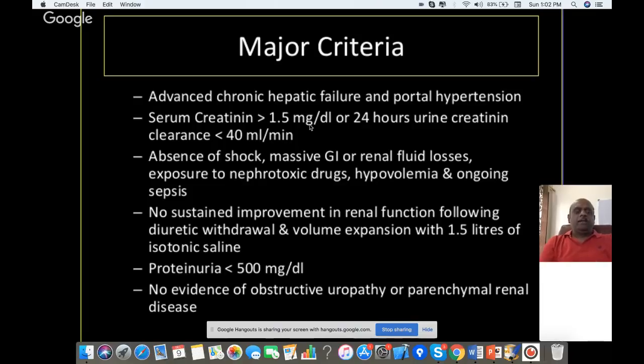Then you have withdrawn the diuretics, you have done the volume expansion with 1.5 liters of isotonic saline, still the renal function is not improving. That is the next important criteria. Then proteinuria less than 500, to say that there is no intrinsic renal pathology, but still the creatinine is elevated, to call it as hepatorenal syndrome. And no obstructive uropathy and no parenchymal renal disease. These are all the major criteria.